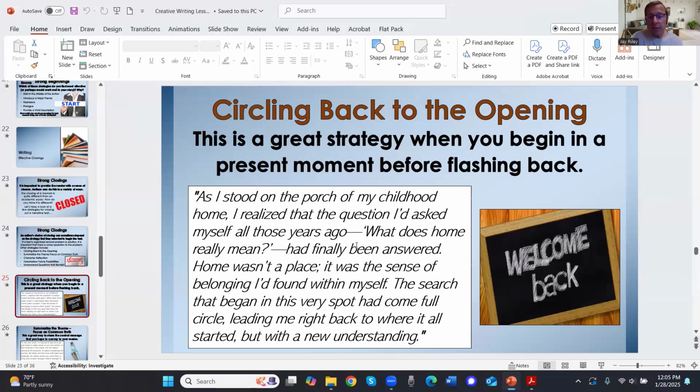So we can see the author uses a lot of language here, coming full circle, leading me right back to where it all started. So they're circling back to that moment that they started the narrative with.